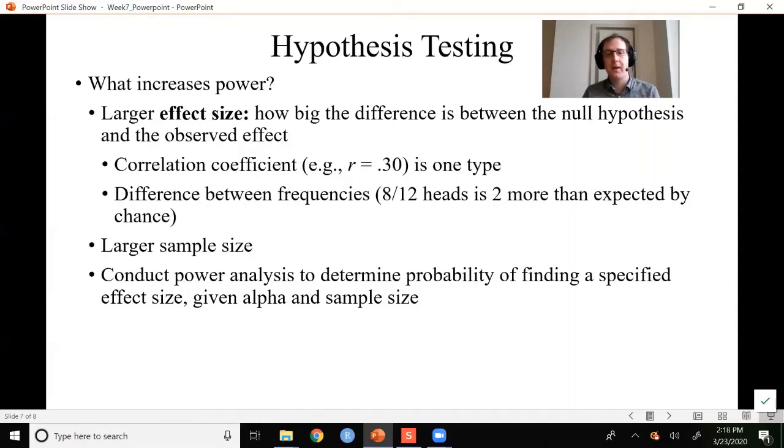So this is something, again, based on your knowledge of the area of research, based on how much resources you have, how easy or hard it is to reach samples. You will have to make practical decisions about how you're running your study.